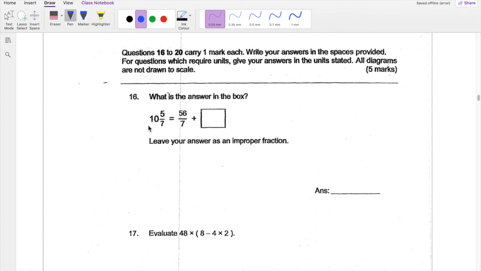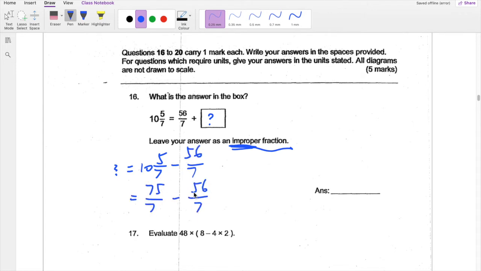Okay, question 16. This is just a calculation, so leave your answer as an improper fraction. So we must ensure it's improper. This one is very straightforward. This unknown equals the sum minus 7/56. We must ensure that the denominators are the same when we do the subtraction. So this gives 19.